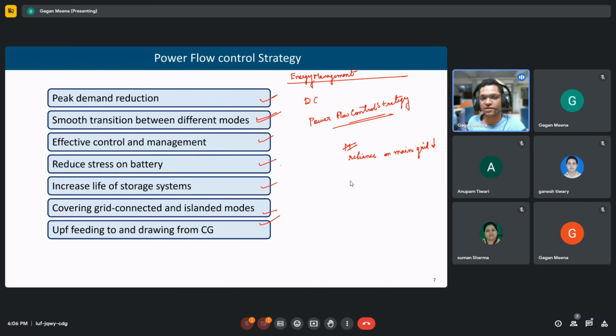Then the second one is a smooth transition between different modes. There are grid connected mode and island grid mode. Then effective control and management. Reduce stress on battery. Increase life cycle of storage, so the strategy would try to keep the SOC within the range so that the life cycle of storage increases. Then it covers both the modes and also tries to keep unity power factor.